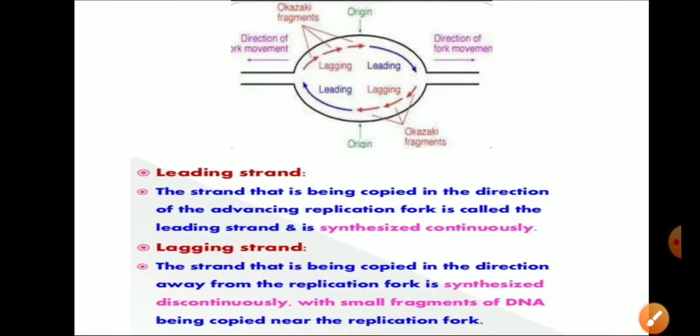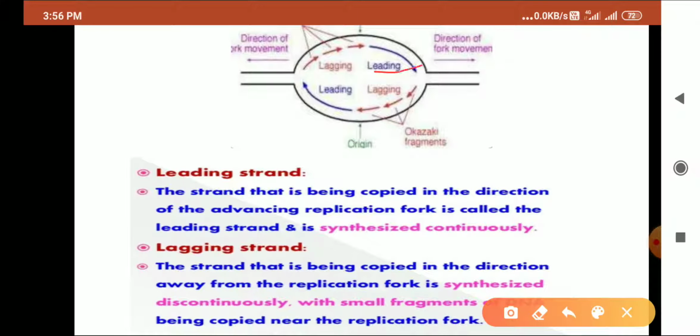Here we have a diagram showing the lagging strand, leading strand, and Okazaki fragments. Now, what are leading and lagging strands? The leading strand is the strand that is being copied in the direction of the advancing replication fork. That is called a leading strand. So here it is seen that this one is a leading strand, and that is in the direction of the replication fork, and the lagging strand, which bears Okazaki fragments, lags behind.